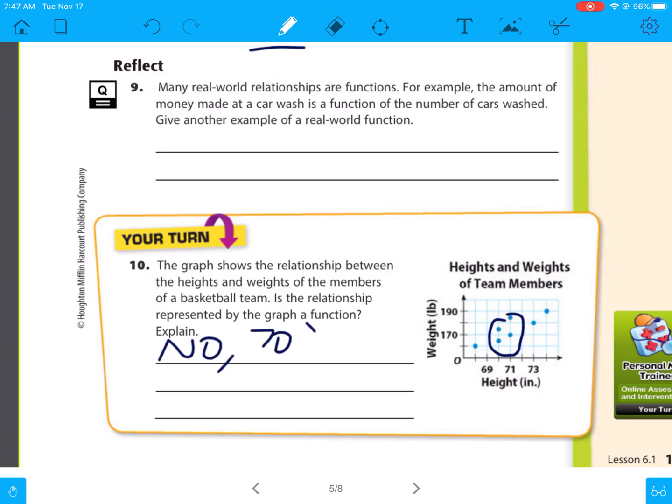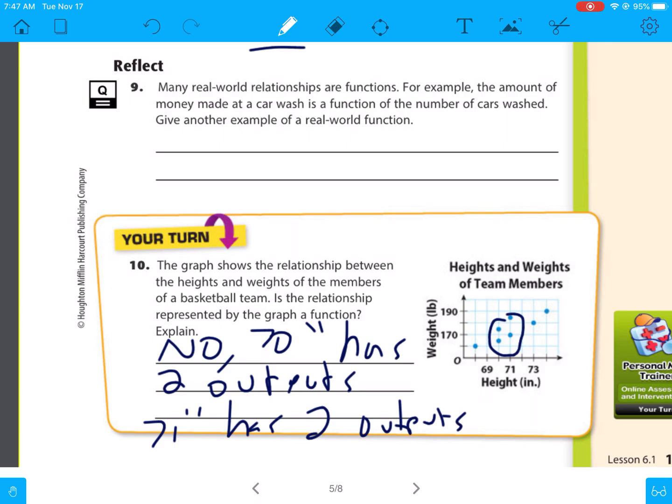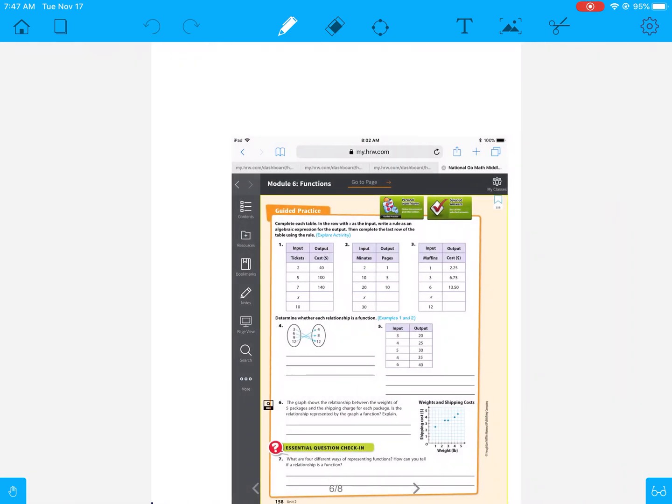At 70 inches, it has 2 outputs, and then at 71 inches, it has 2 outputs. So if you recall, for a function, every input has exactly one output.